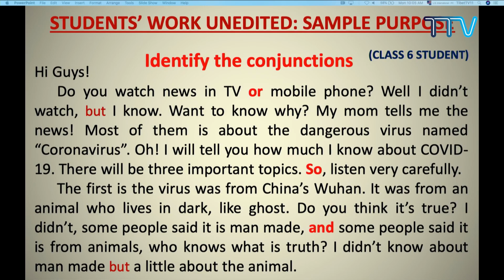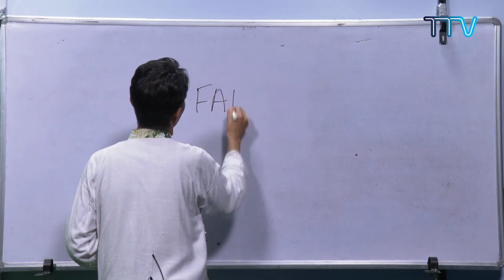I want you to look at the same piece of writing, the same one. I'm just using this as the example, the sample. Now these are some of the conjunctions. In conjunctions there are so many types. Now, if you look at the conjunctions the class 6 student has used, do you remember the acronym I used? Okay, yes, this is the simple one, FANBOYS.